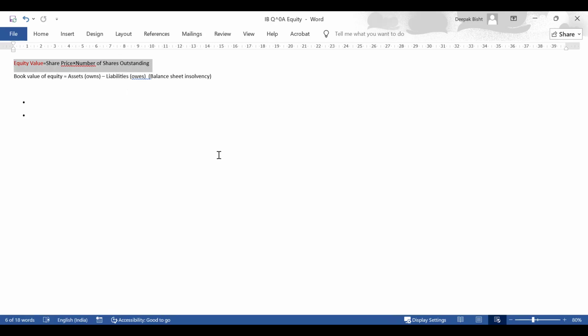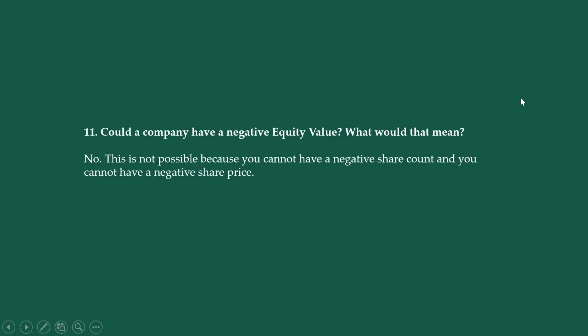And in easier terms, if someone asks you about negative equity value, they might be mixing market value with book value. If they mean market value, your answer is correct. It cannot be negative. But if they mean book value, if they're asking about book value, then there is a possibility. Yes, so I think this explains this question. Let's move to the next question.